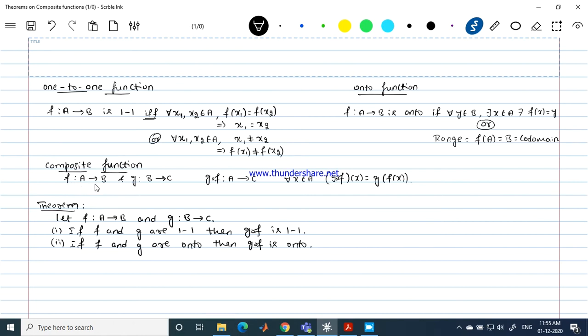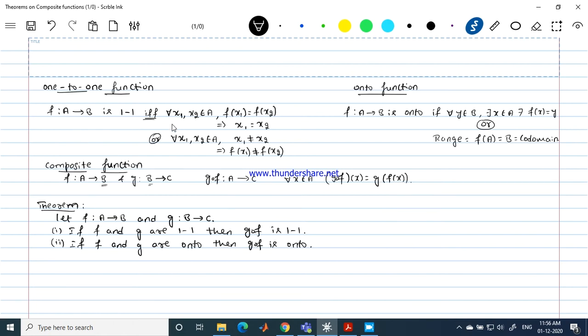If f is a function from A to B and g is a function from B to C, then the composition is a function from A to C. Here the codomain of f should be the same as the domain of g. And how do we find the images of elements of A? It's by using this definition: f composition g of x, for x belonging to A, is equal to g of f of x.